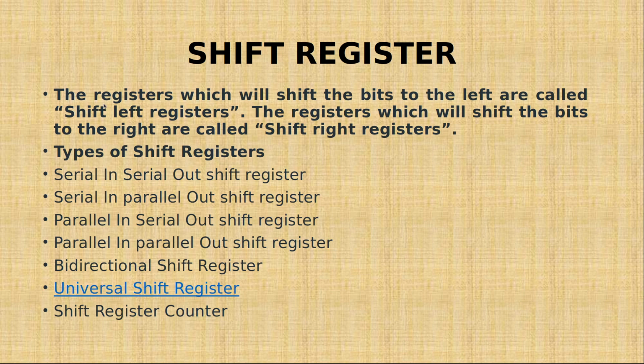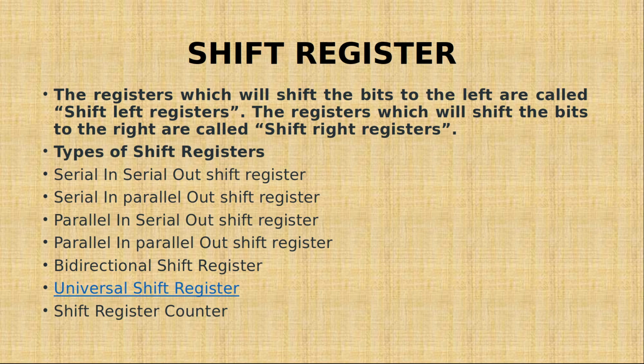So what is a shift left register? The register which will shift the bit to the left. That means the register shifts the bit from the current position to the left side. This kind of register is called a shift left register. In the case of a shift right register, it will shift from the current position to the right side. So this is called a right shift register.